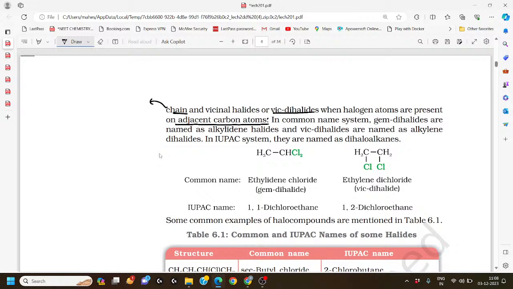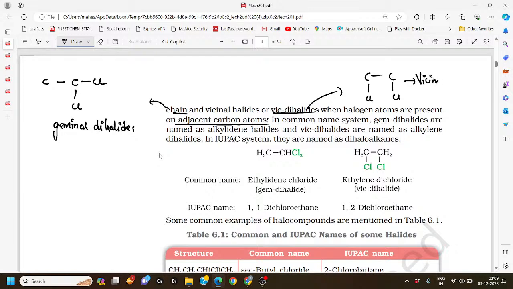So simply, this concept was previously explained: here we take two carbons, one carbon attached to two chlorine atoms. This type of arrangement is called geminal dihalides. And when the two adjacent carbon atoms are each attached to a chlorine atom, this type of arrangement is called vicinal dihalides. In the common name system, gem dihalides are named as alkylidene halides, and vicinal dihalides are named as alkylene dihalides. The IUPAC names are classified as dihalogens.